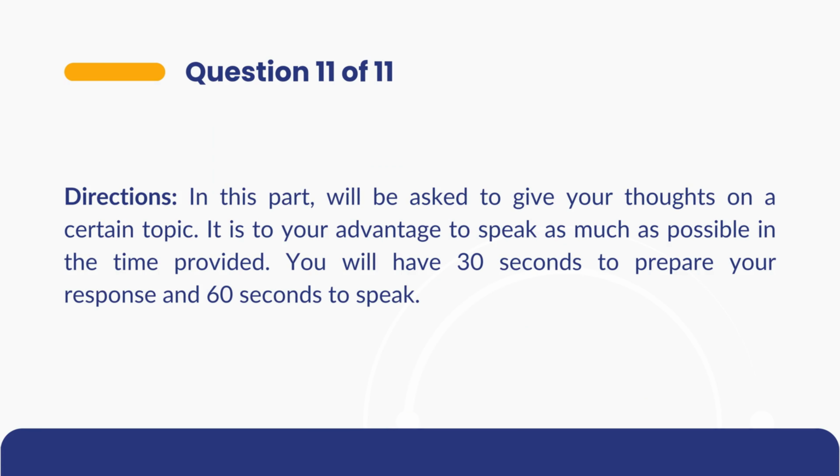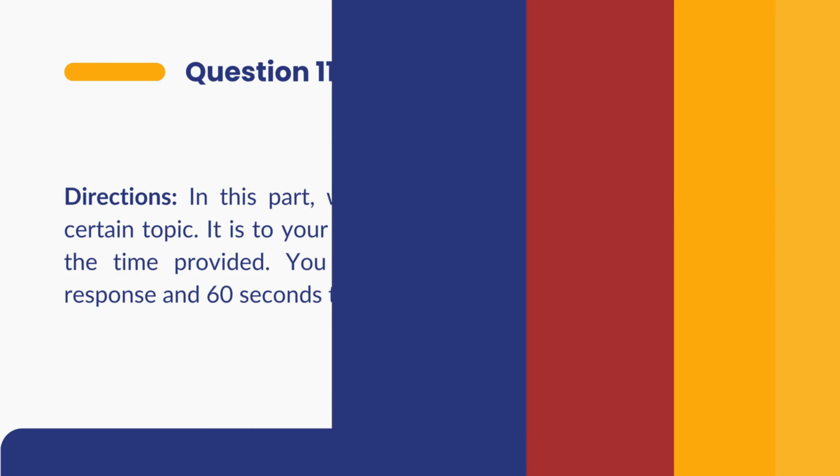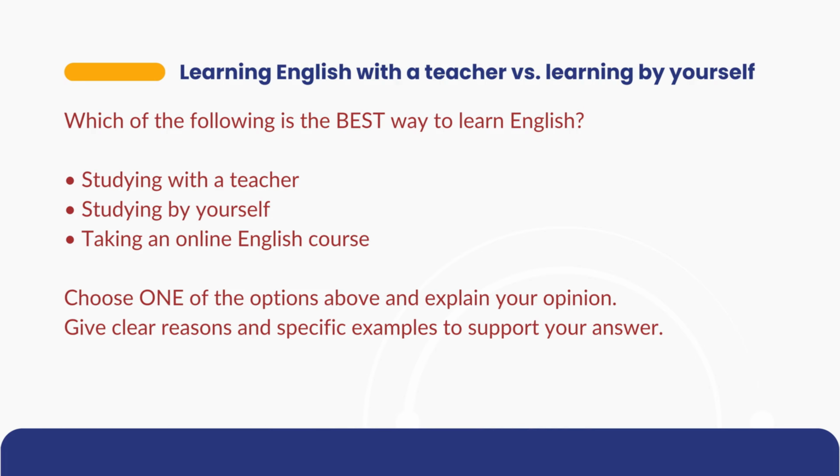balcony. Directions. In this part, you will be asked to give your thoughts on a certain topic. It is to your advantage to speak as much as possible in the time provided. You will have 30 seconds to prepare your response and 60 seconds to speak. Which of the following is the best way to learn English? Studying with a teacher, studying by yourself, taking an online English course. Choose one of the options above and explain your opinion. Give clear reasons and specific examples to support your answer. Begin preparing now.